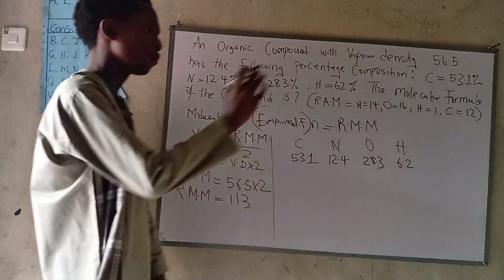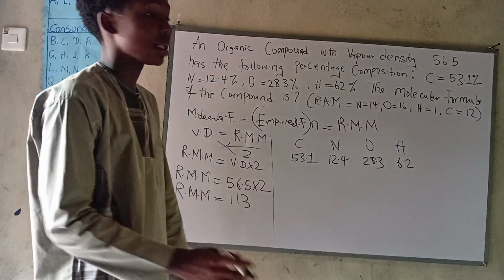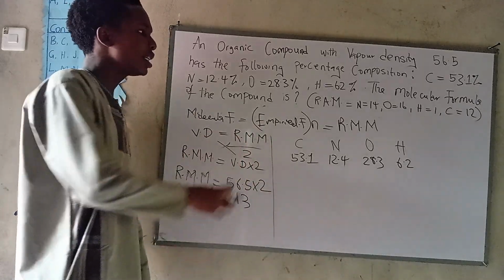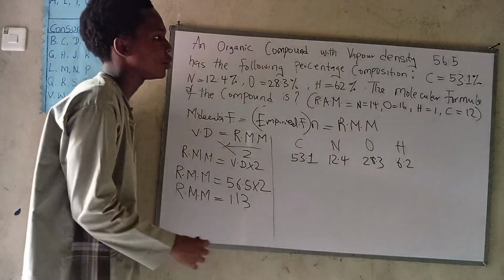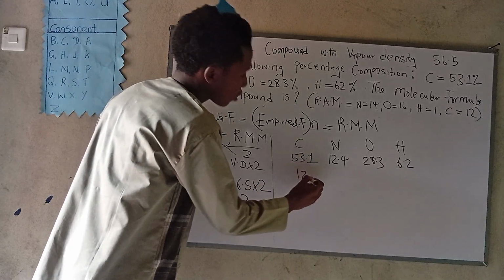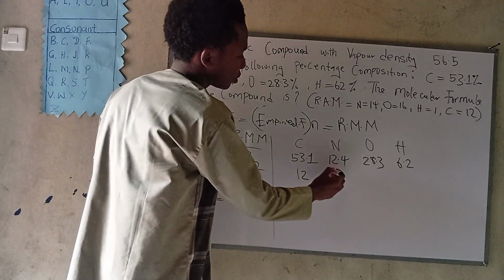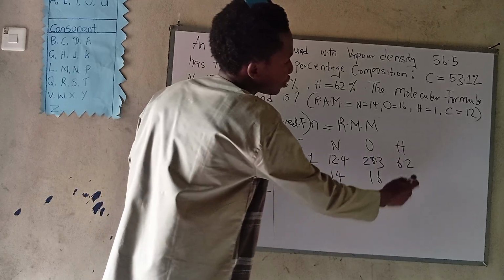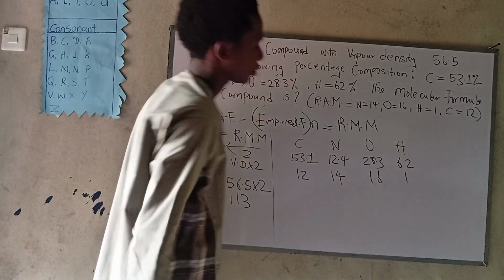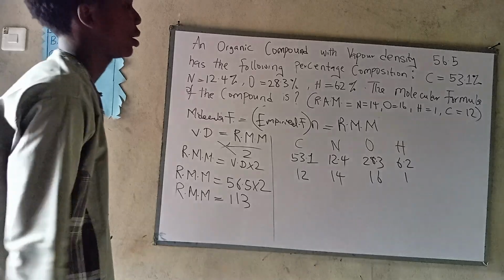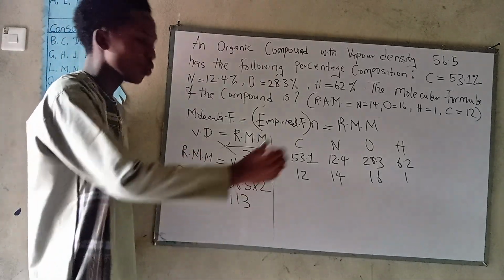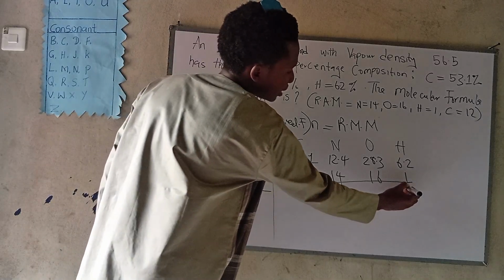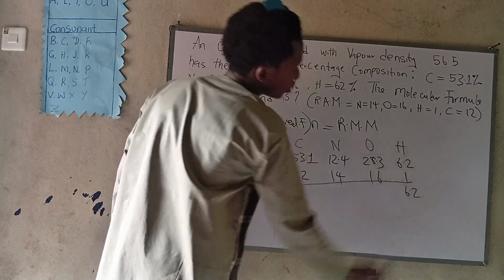Okay, now since we've written down the percentage, what do we do? We divide by the atomic mass. We have been given the atomic masses, so let's just include them down. Carbon is 12, nitrogen 14, oxygen 16, and hydrogen is 1. Alright, so now since we've brought them down, we'll divide through. Hydrogen: 6.2 divided by 1 will give us 6.2.